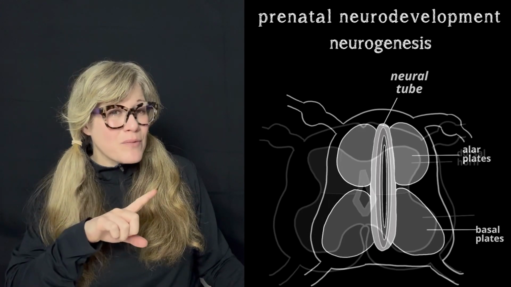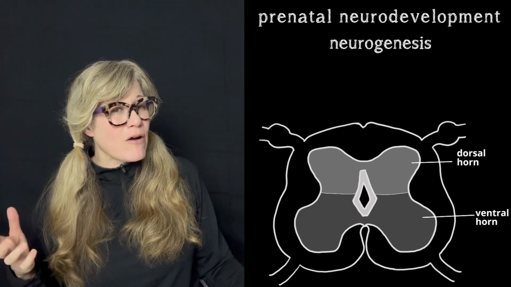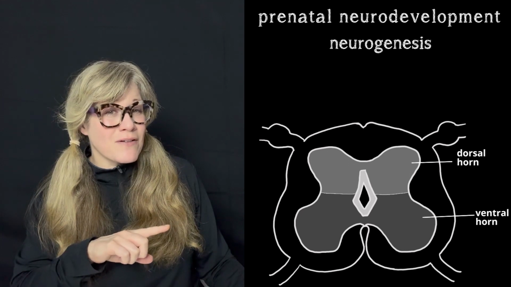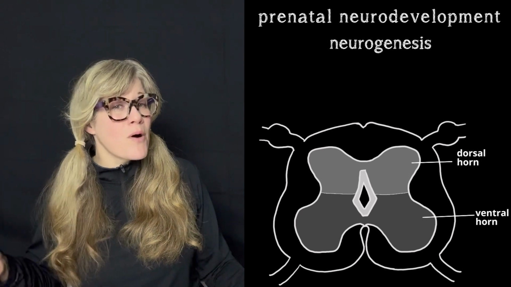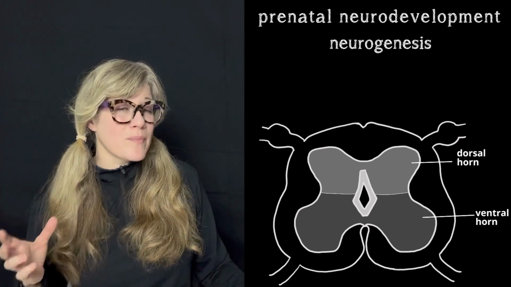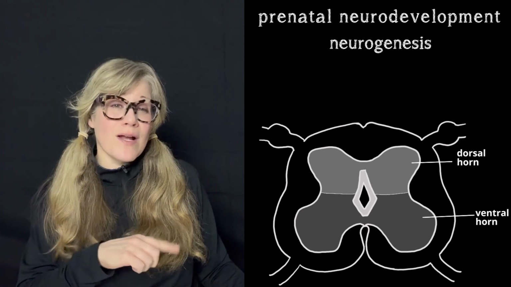The alar plate will become the dorsal gray horn, and the basal plates will form the ventral gray horn. The neurons that form the dorsal gray horn will mature into sensory neurons, and the neurons that form the ventral gray horn will mature into motor neurons. And the tube that remains in the middle is where the cerebral spinal fluid will live. But we'll spend more time on the spinal cord in a future episode.